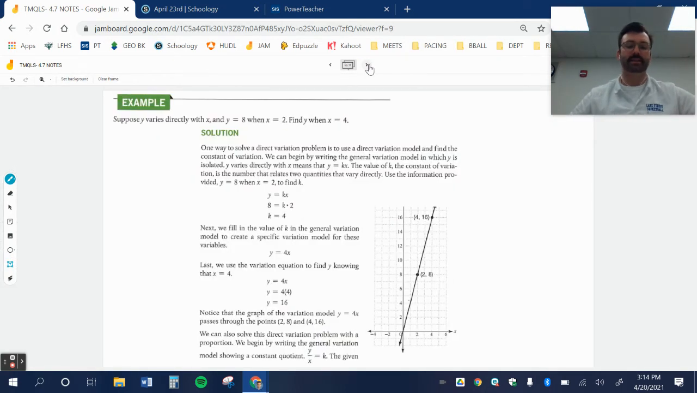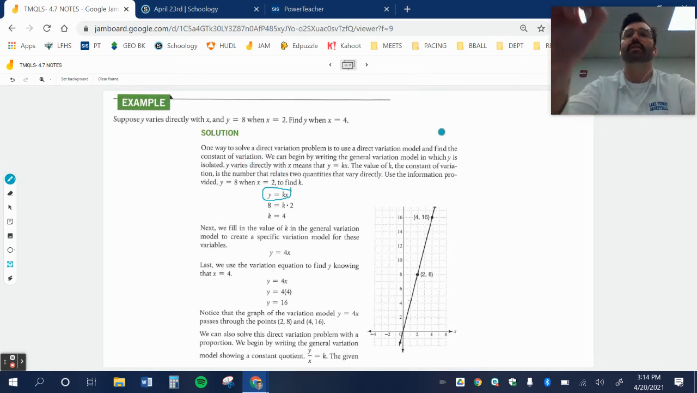So this next example, we can use direct variation to solve direct variation problems. Of course, that makes sense to me, obviously. So suppose y varies directly with x, and the order in which they write that is important. Y varies directly with x. That means y equals k times x. Whatever comes second is being multiplied. Whatever comes first is by itself. So one way to solve a direct variation problem is to use the direct variation model and find the constant of variation.